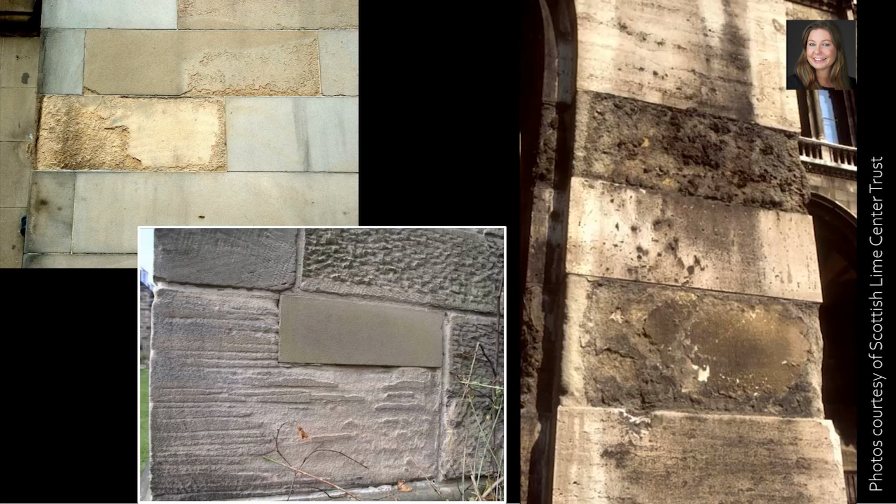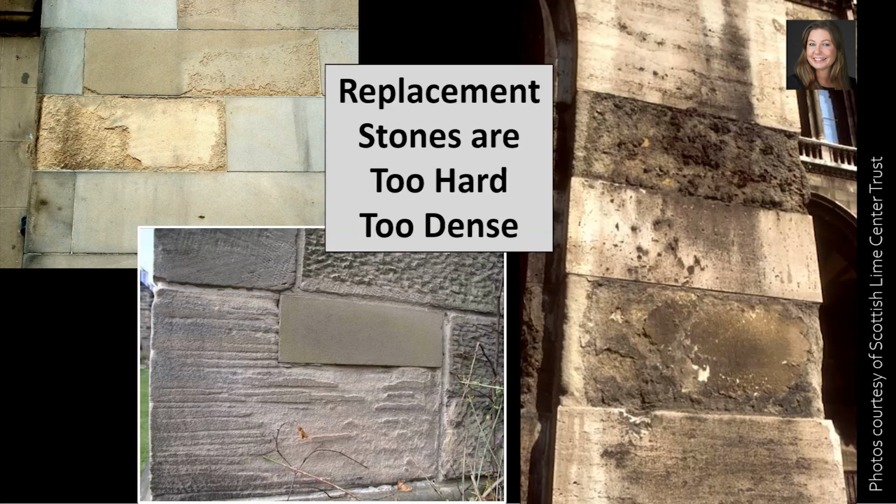The replacement stones in these examples are way too hard and too dense. And what happens when that occurs is that as these stone facades weather, it diverts the water from the dense areas and puts it, at a higher rate, into those stones that are weaker or more porous. So they will cause accelerated damage to the original materials.